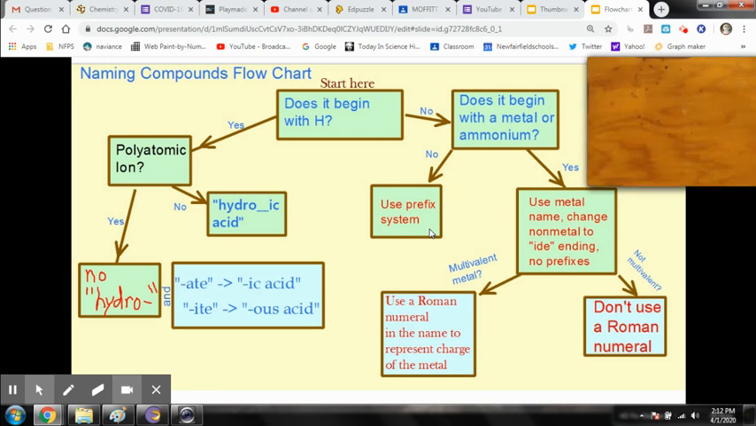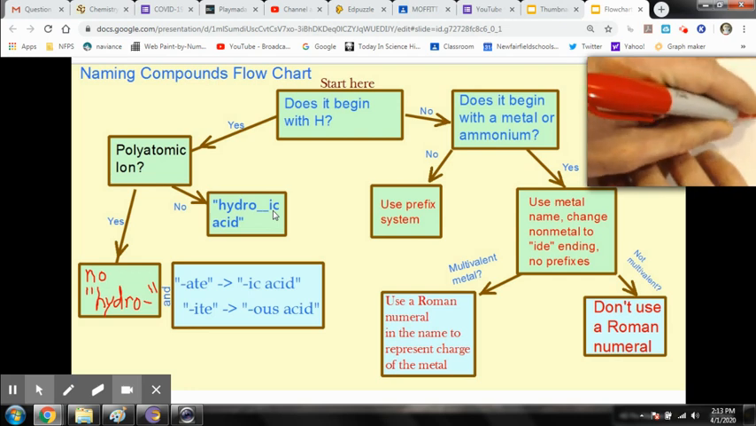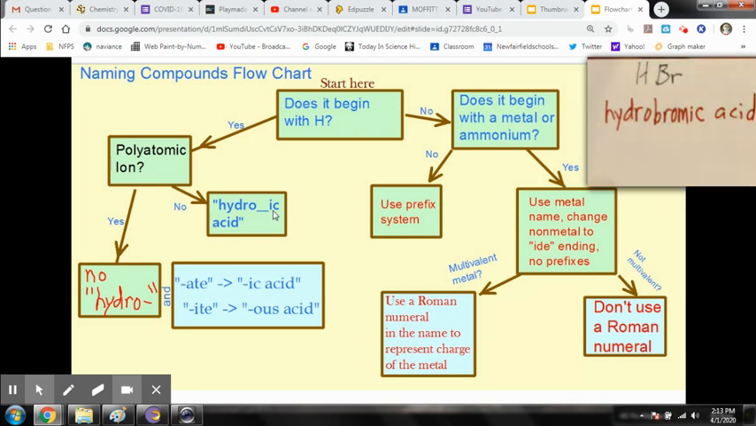Wonderful. Last example, and then you get to practice. HBr. Does it begin with hydrogen? H. Yes, there it is, right there. Okay, is there a polyatomic ion? I don't see one. Okay, so that's a no. So this is going to be hydro-blank-ic acid. What goes in that blank? The non-metal name with the ending changed to -ic. So this one is not bromine, but hydrobromic acid. And that's that.